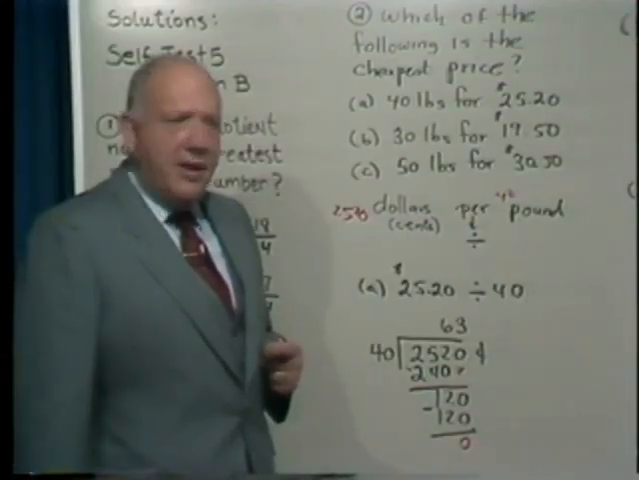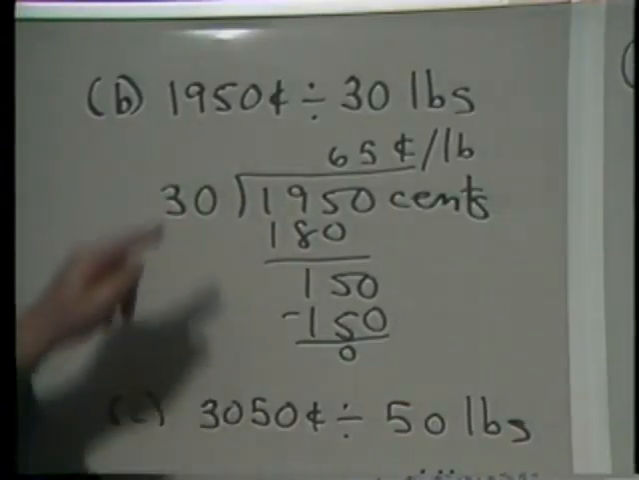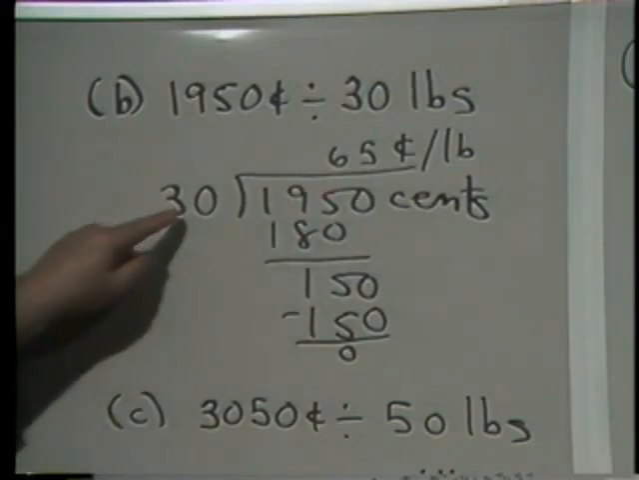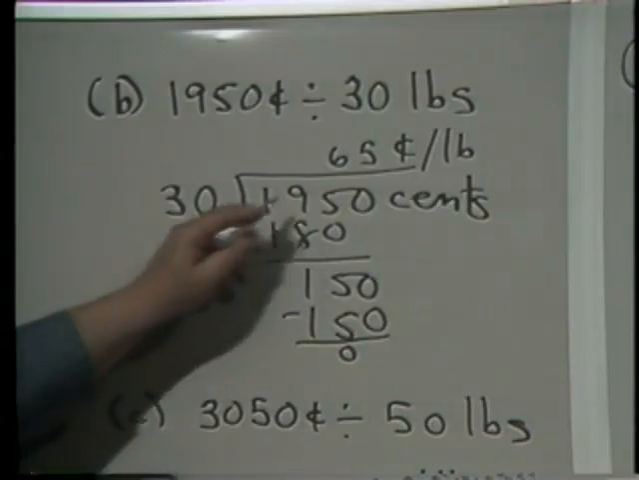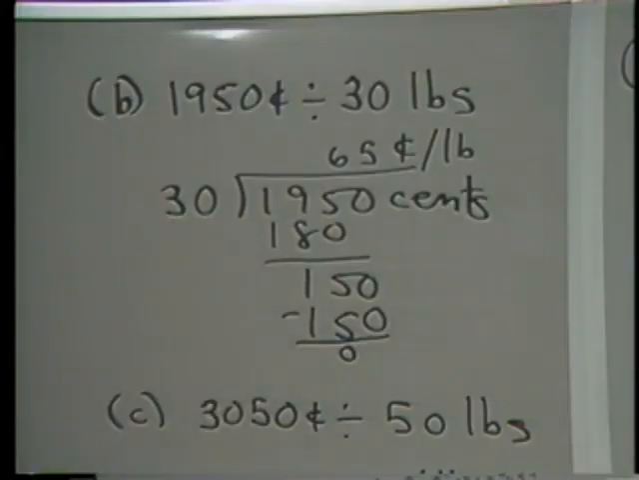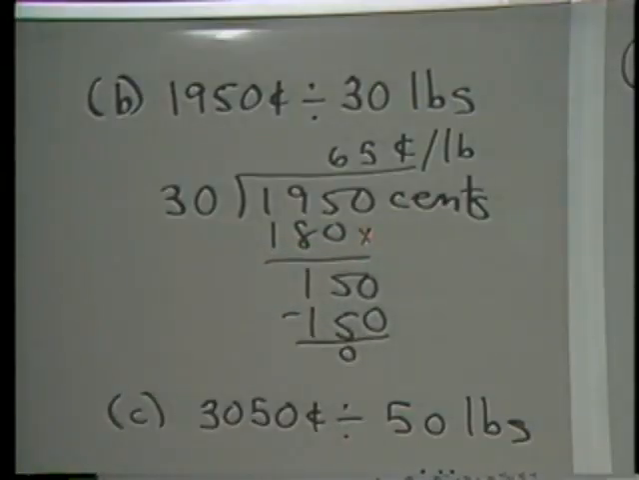Let's find the unit price in the second case. The second case, we're paying $19.50. That's 1,950 cents, but for 30 pounds. So that's going to be what? 1950 divided by 30, which as a gazinta problem says 30 goes into 1,950. So we just do the long division here. 30 goes into 195 6 times. 6 times 30 is 180. 180 from 195 is 15. We bring down the 0. 30 goes into 150 5 times. So this comes out to be 65 cents a pound.